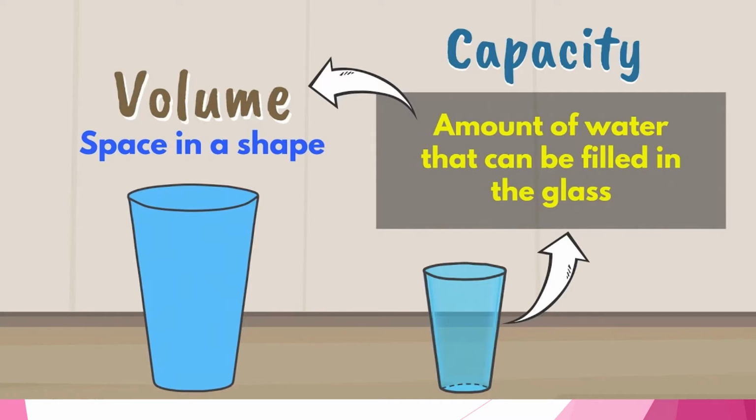Okay, so we also looked at volume. And what did we say volume is? It is the space that a liquid can occupy in a container.